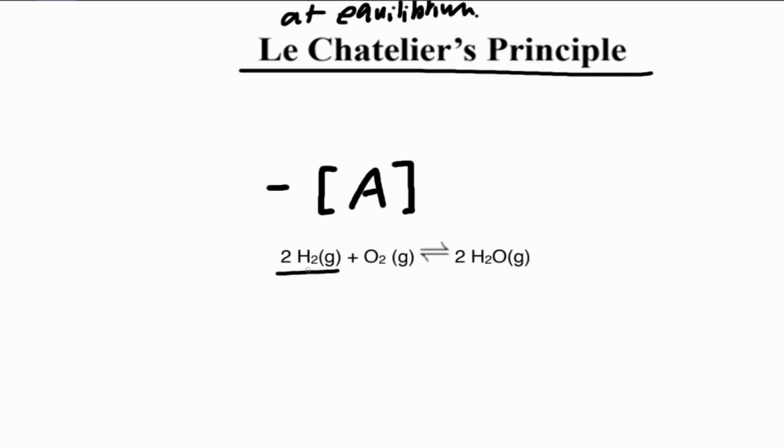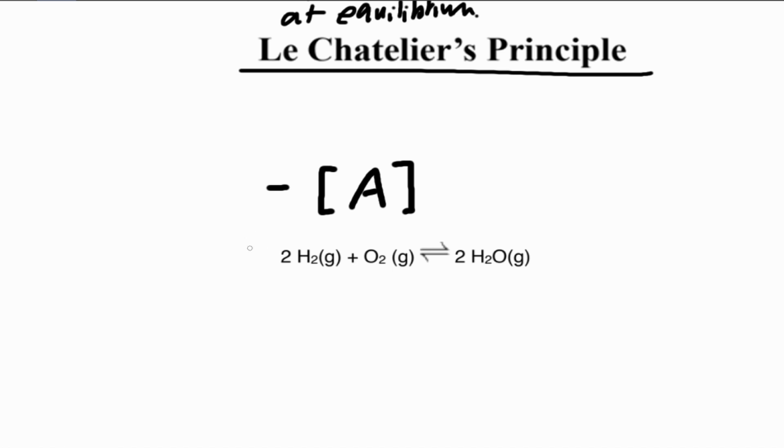If I increase the concentration of hydrogen gas, the reaction now has a lot of hydrogen gas. So the reaction wants to consume that. The reaction now wants to decrease that increased concentration of hydrogen gas. So in this case, the reaction is going to shift forward. Using hydrogen gas as a reactant, we're going to produce more water gas.